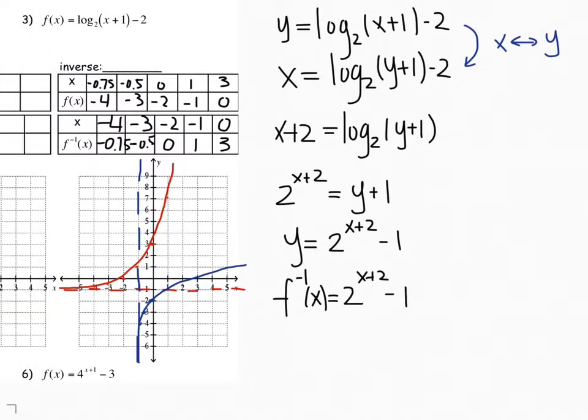2 raised to the x power plus 2, then minus 1. With that, I know the function is going to move left 2 units, down 1 unit for the exponential form. Left 2, down 1 for the exponential form.